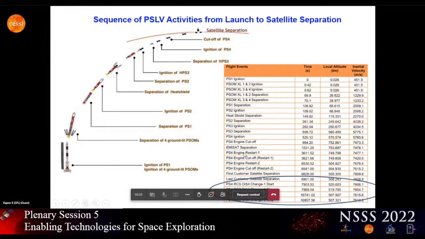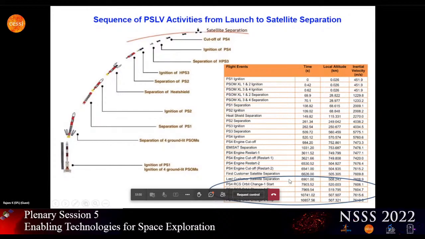After the satellite separation, it has a provision for the orbit to be changed, suitable for the payload of the PS4 orbital platform. That is the last thing that will be done. And what is shown here is for the C45, that is the launch C45. The table shows the time and the local altitude, with respect to the local thing. So local altitude and the initial velocity attained.